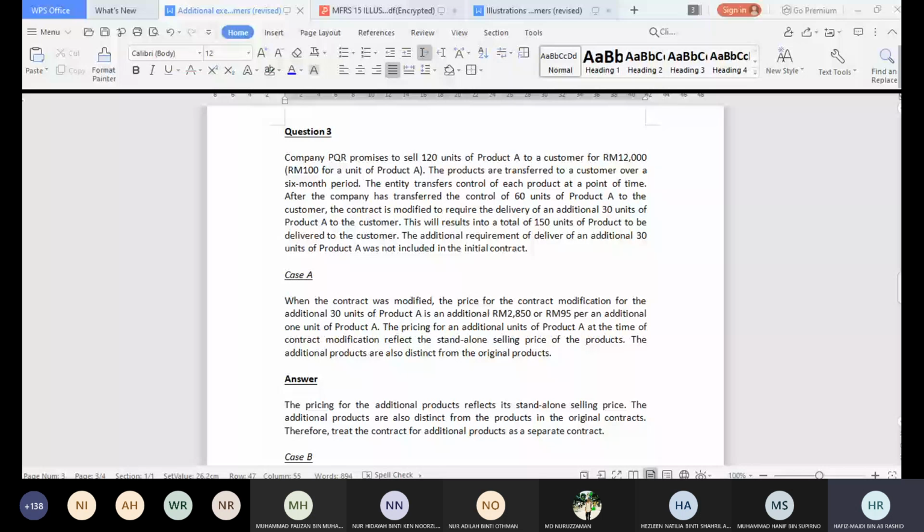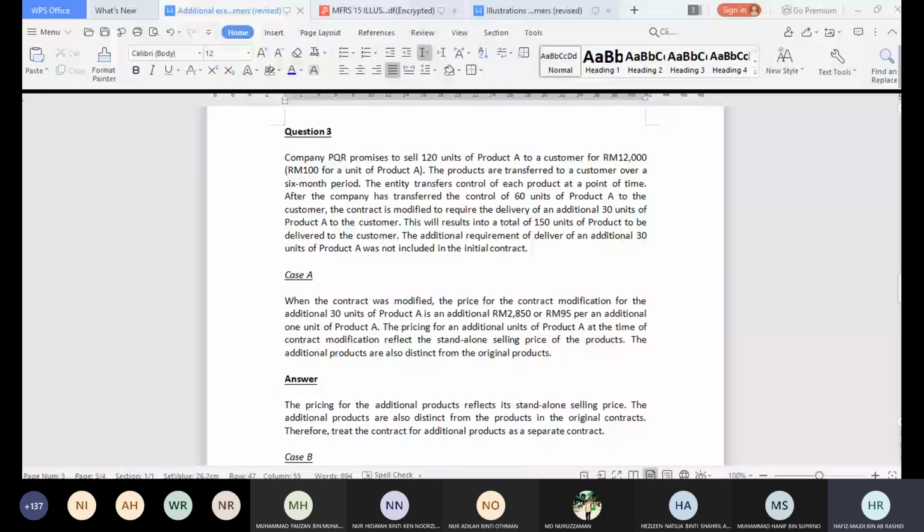Although these are the same product, they are distinct, because whatever batch has been sent to the customer can basically be utilized immediately. The control of the product has been transferred. It is stated clearly in the contract that it will transfer over a period of 6 months. So in total, it becomes 150 units of product A that will be delivered to the customer.